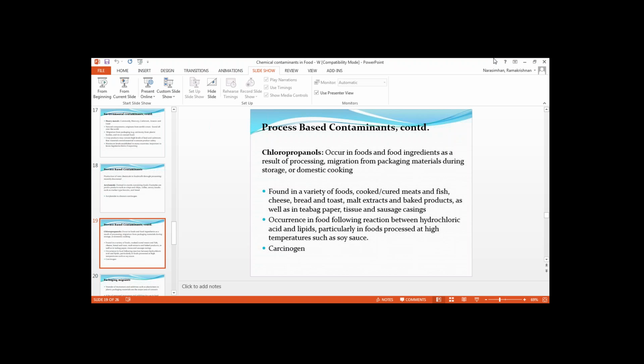The other one is furans. This is a colorless volatile liquid, and this is used in some chemical manufacturing industries. Occasionally you may find these chemicals in food. And also heat treatment techniques such as cooking, bottling, canning, etc., may also lead to the formation of furans.